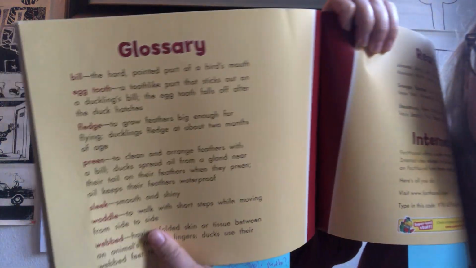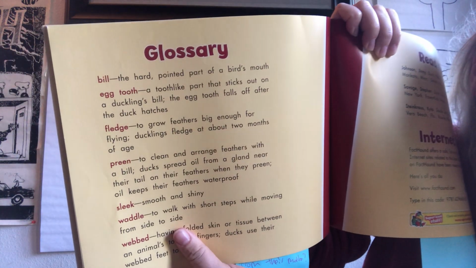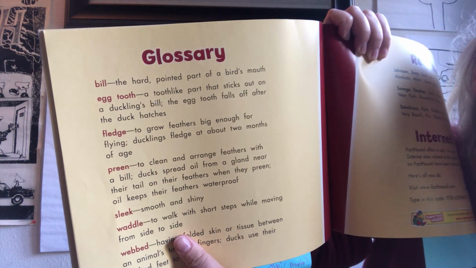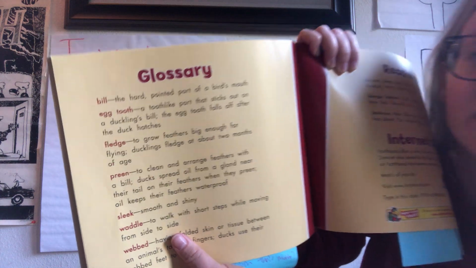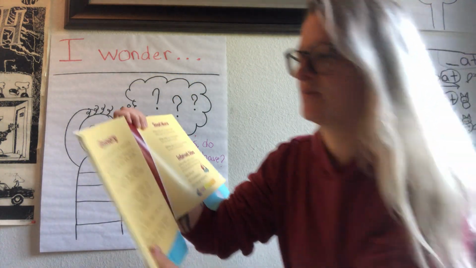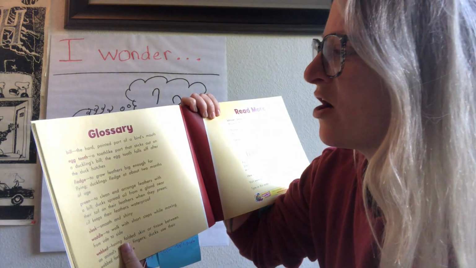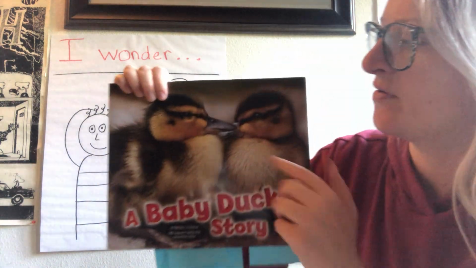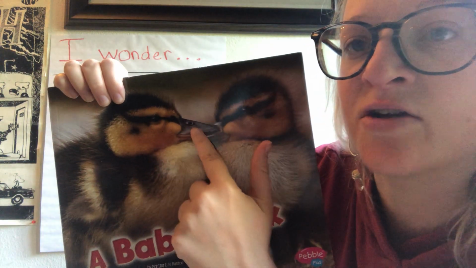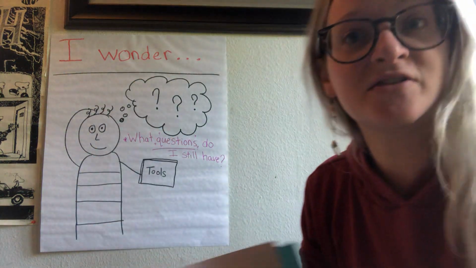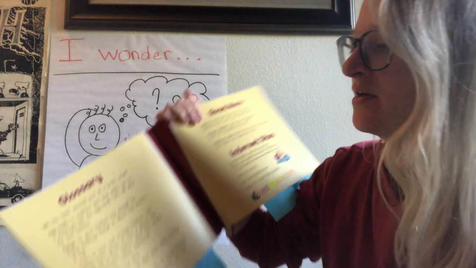All right, friends, there's the glossary. The glossary lists words from the book that a reader might not know and tells what each word means. Let's look at a word. The first word is bill. I want to read what that means. Bill, the hard pointed part of the duck's mouth. Friends, I'm thinking this is the bill right here, the hard pointed part of the duck's mouth. Does that make sense?